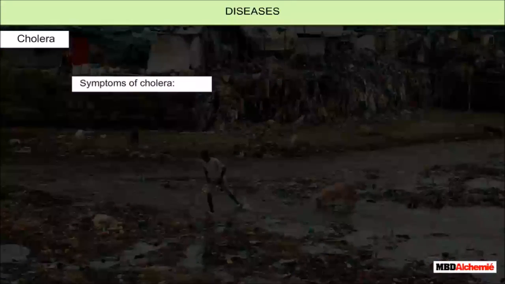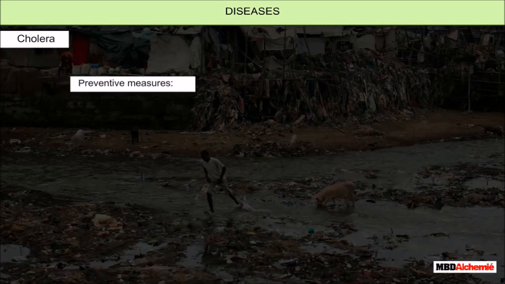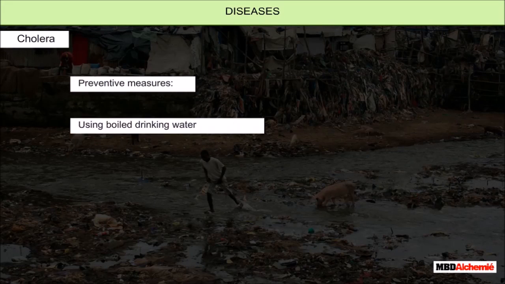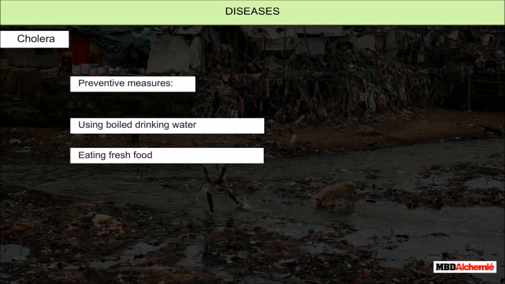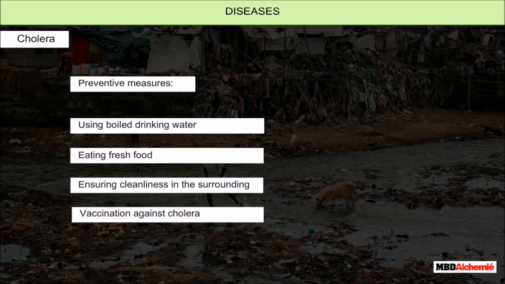Symptoms of cholera. Acute diarrhea, vomiting, muscular cramps, acute dehydration, etc. Preventive measures. Using boiled drinking water, eating fresh food, ensuring cleanliness in the surrounding, vaccination against cholera.